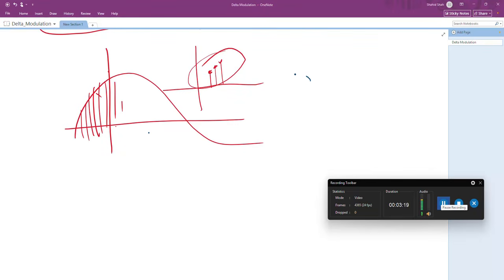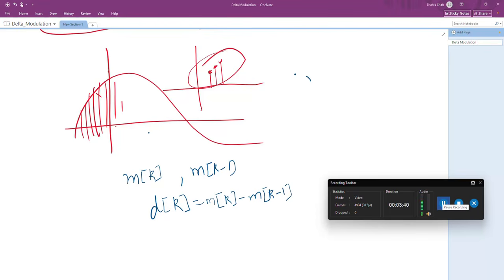Now let's first develop some notation. Suppose m of k denotes the kth sample of the message signal which we have sampled, and m of k minus 1 is the previous sample, the (k minus 1)th sample of the message signal. Now what we will transmit is d of k, given by m of k minus m of k minus 1. From this example, this is m of k, this is m of k minus 1, and d of k is the difference. We can see the difference is much smaller than the actual values, and transmitting the difference will require fewer bits.